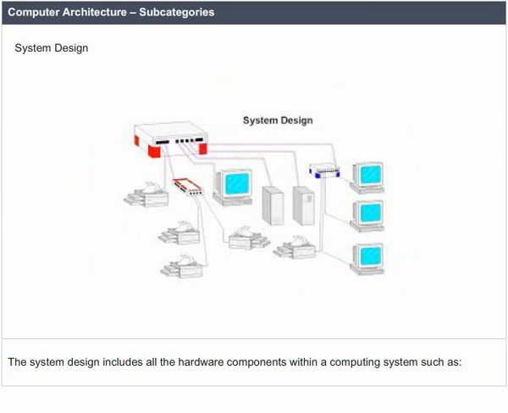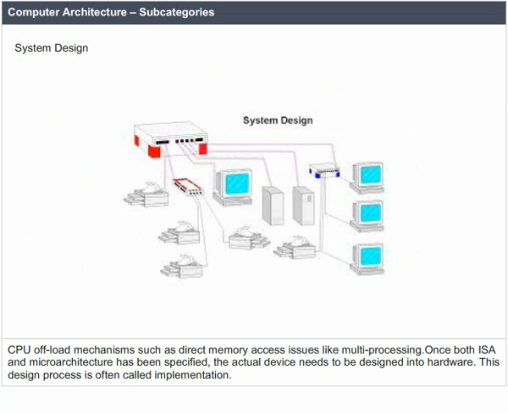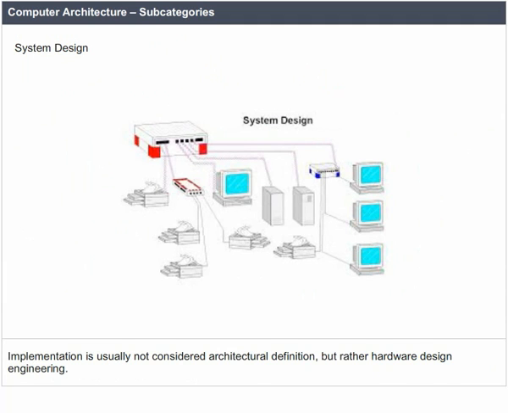System design. The system design includes all the hardware components within the computing system, such as system interconnects such as computer buses and switches, memory controllers and hierarchies, CPU offload mechanisms such as direct memory access, and issues like multiprocessing. Once both ISA and microarchitecture have been specified, the actual device needs to be designed into hardware. This design process is often called implementation. Implementation is usually not considered architectural definition but rather hardware design engineering.